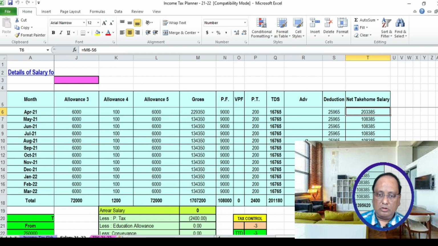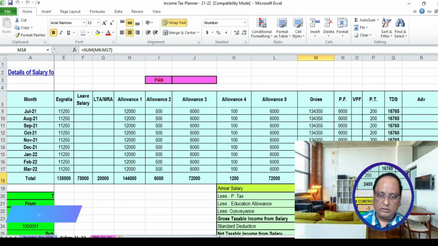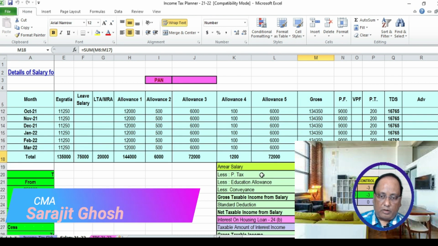So again and again I am telling you what you have to do. You only have to fill up the first part, the first month only, that's all. Then automatically it will fill up the whole thing. Now you come to the yearly gross salary. So 17 lakhs 7,200 is the yearly gross, and professional tax 2,400.